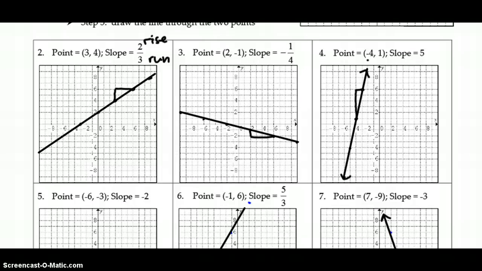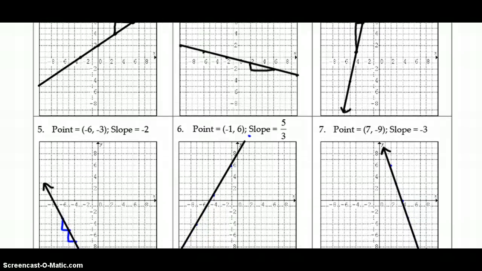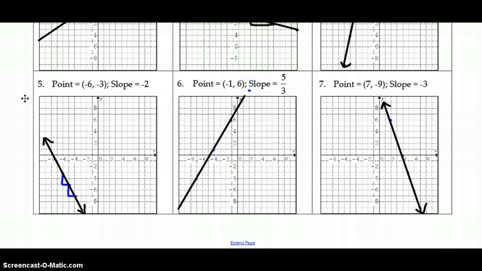For 3, your line should be going down from left to right because the slope is negative, where 4 is going up from left to right. As well, 5 and 7 also have negative slopes, so they're both going down from left to right. You probably noticed with number 6 and number 7, when you plot that point, -1, 6, if you tried to rise 5, run 3, we end up right up here off the graph. So instead of going up 5 to the right 3, we had to reverse that and go down 5, left 3 to get a point in the opposite direction.